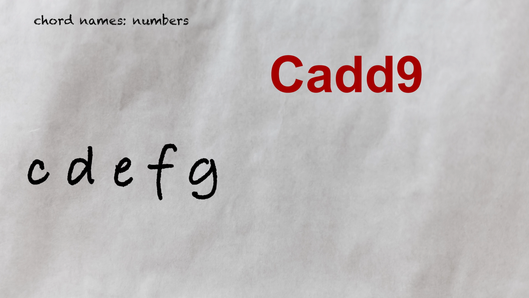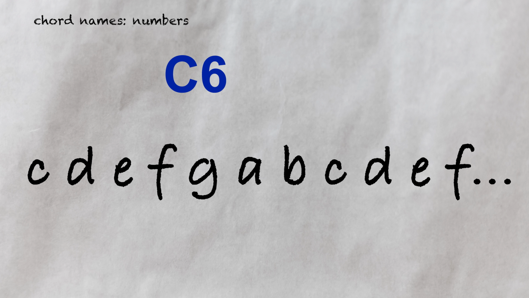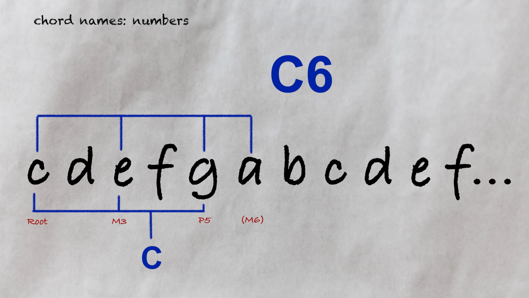Sometimes we see an instruction to add something, like C add 9, and in that case we don't follow the pattern of thirds extensions, but we just add it to the triad. We don't need to say add 6 because we assume that we just add it to the triad.